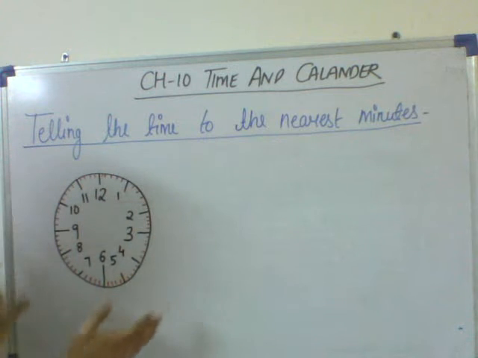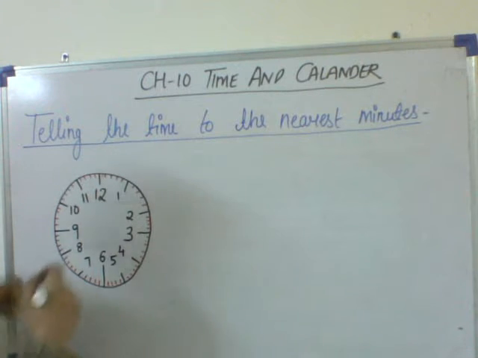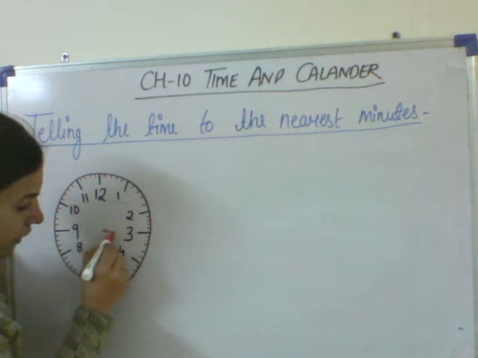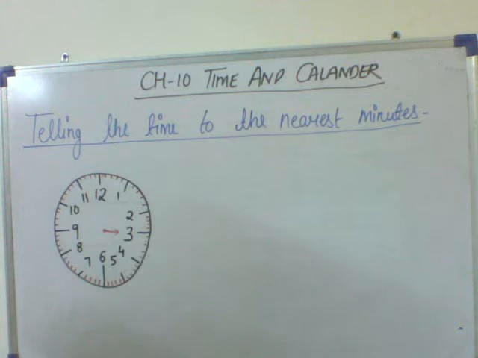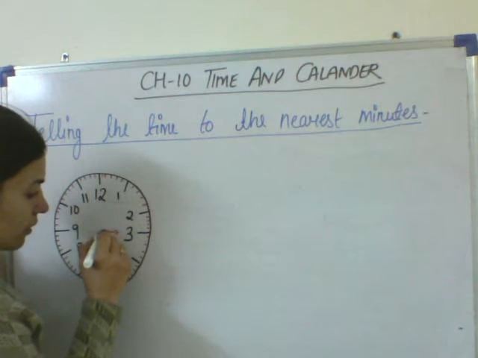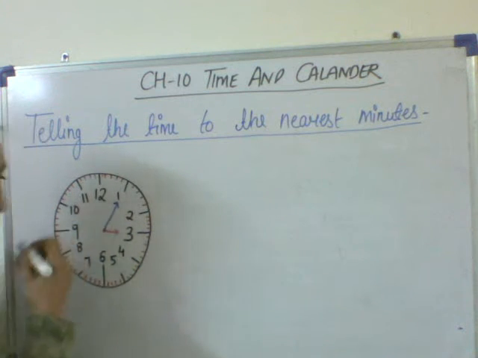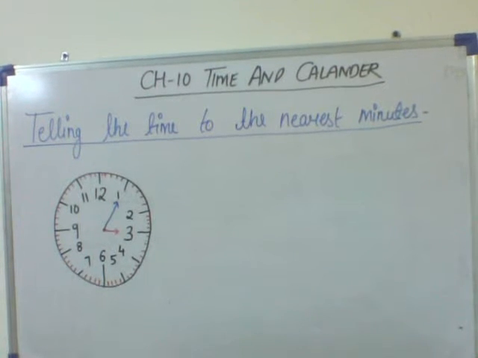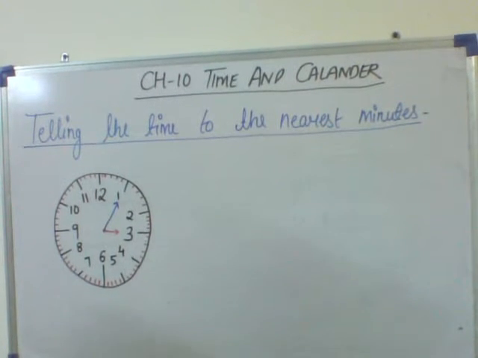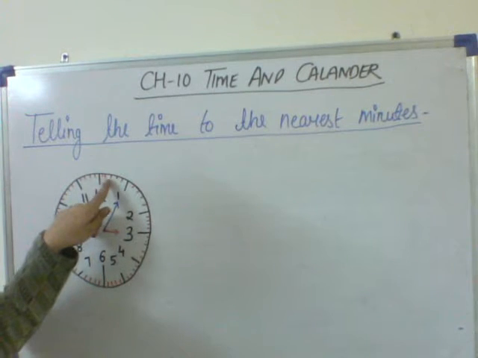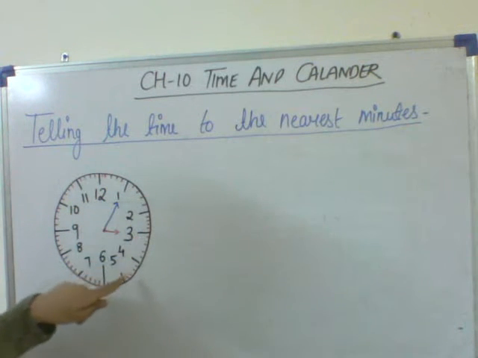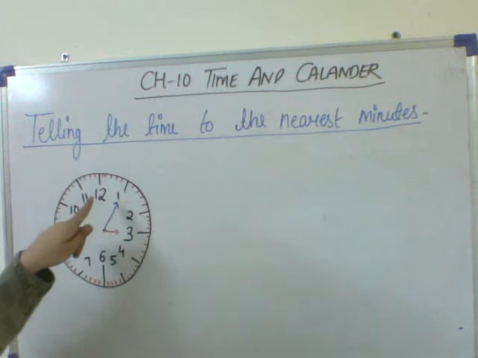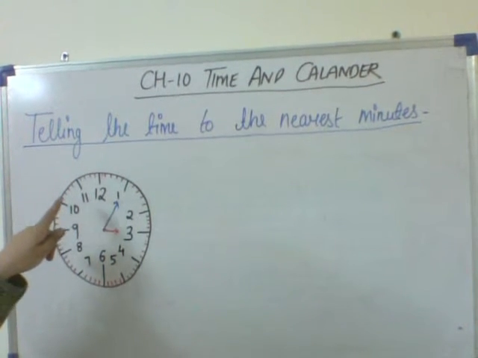So here I have drawn a clock. In this clock, let me draw this red one. It is the hour hand. This is smaller. And the blue one, this is the minute hand. Now you all know that there are 60 marks on the face of the clock. If you count these marks, total how many marks will be there? 60 marks, out of which 12 are numbered.